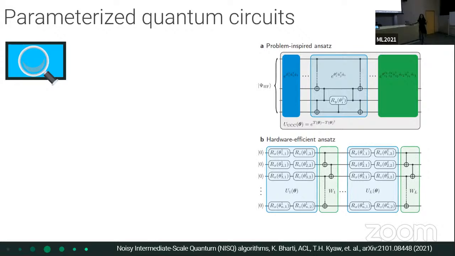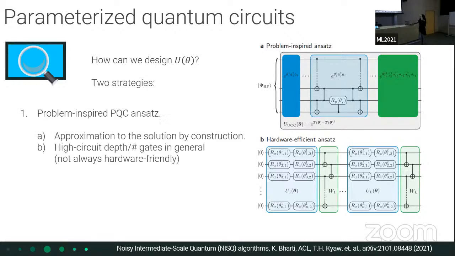How can we design it? There are two big ways to design this parameterized quantum circuit. The first one is the problem-inspired one: we know which kind of unitary we need, and we need to decompose it and approximate it using the gates that are available to us. One of the main examples of these kinds of ansatz is the one used in quantum chemistry, the unitary coupled cluster ansatz, that I will mention later. But the problem with these ansatz is that, on one side, they obtain a good approximation of the solution because we construct them in this way. On the other hand, they in general require a lot of gates, so they are in general not feasible in current quantum computers.